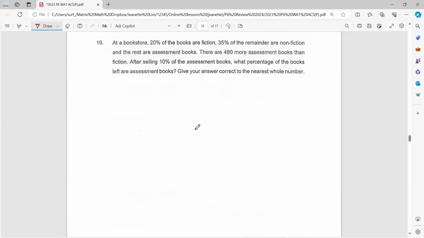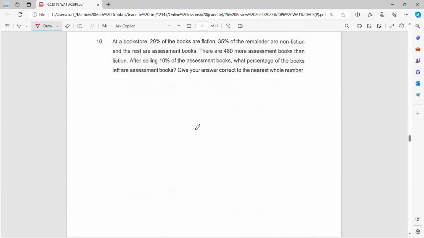Okay, next question. Question 16. At a bookstore, 20% of the books are fiction, 35% of the remainder are non-fiction, and the rest are assessment books. There are 480 more assessment books than fiction. After selling 10% of the assessment books, what percentage of the books left are assessment books? Give your answer correct to the nearest whole number.